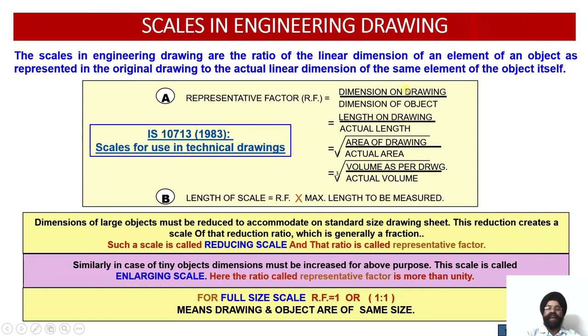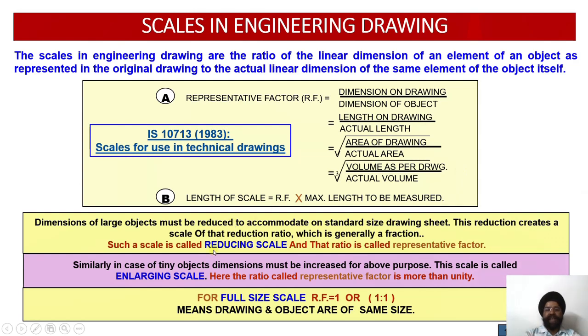Here you can have a linear dimension, a length, or the ratio of area, or the ratio of the volume of a container. This ratio will define whether you have reduced the size of the drawing compared to the object, whether you draw your object the same size, or whether you draw your object bigger on the drawing. So three scales are there.